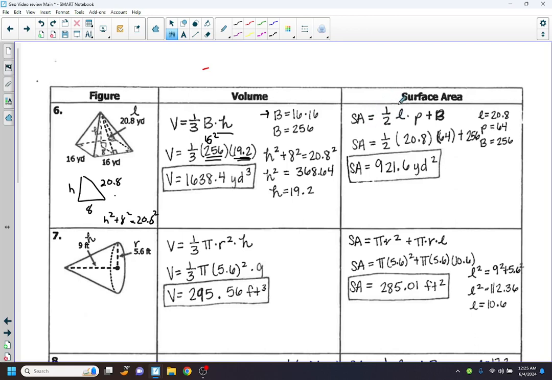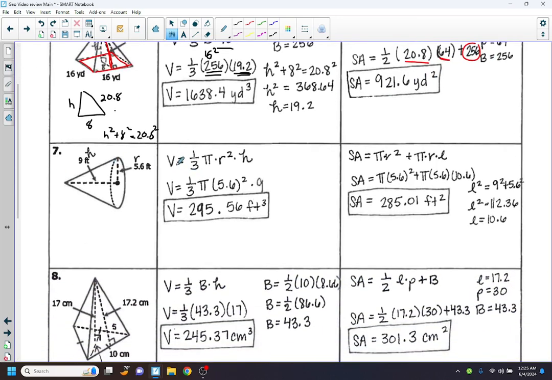So in this case, surface area, again, L times P is the lateral area. So let me just write it as lateral area equals 1/2 LP. So L being the lateral height, so the slant height. So 1/2 times the L, which is 20.8, that's the slant height given in the picture, times 64 is the perimeter. Remember, the perimeter is 16 plus 16 plus 16 plus 16, because you're adding up the sides of the square, plus B, which you already figured out is 256.